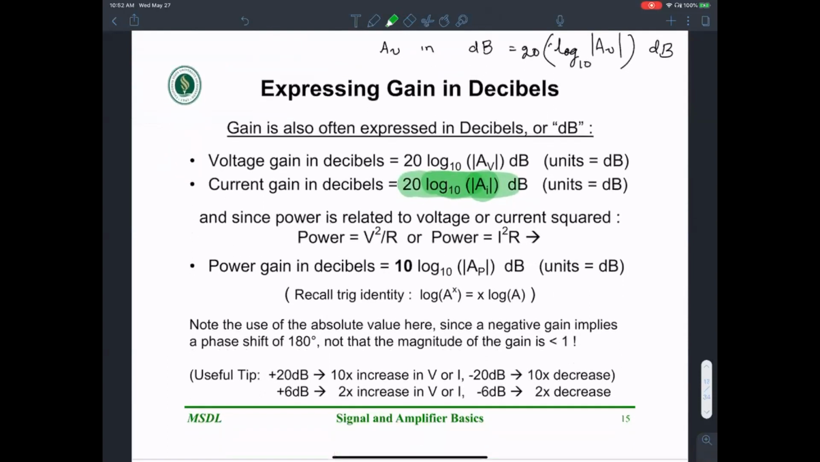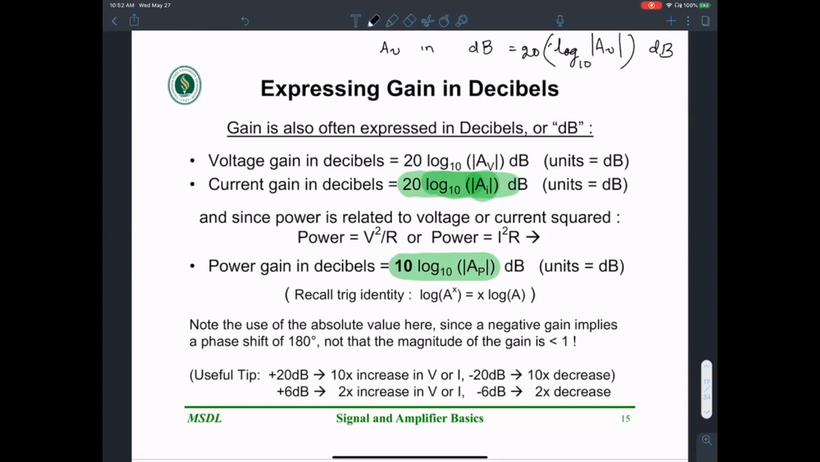Power gain is slightly different. Power gain in dB is 10 times log base 10 of the magnitude of the power gain. That's the idea. Expressing gain in decibels is simply a convenient way to put it on a logarithmic scale, to see a very large range of numbers.